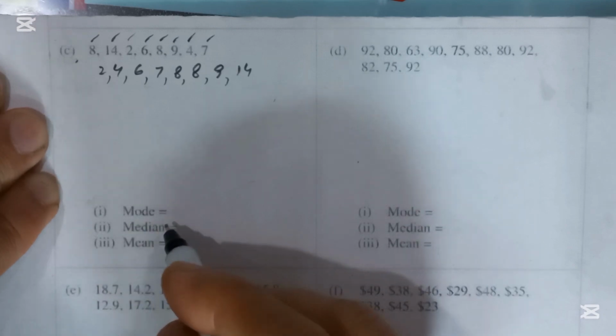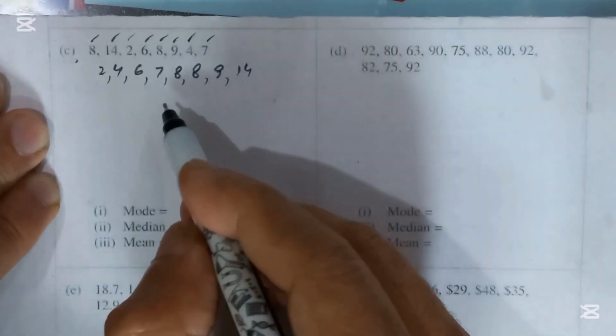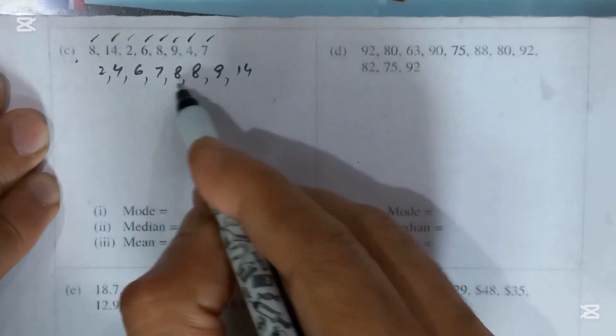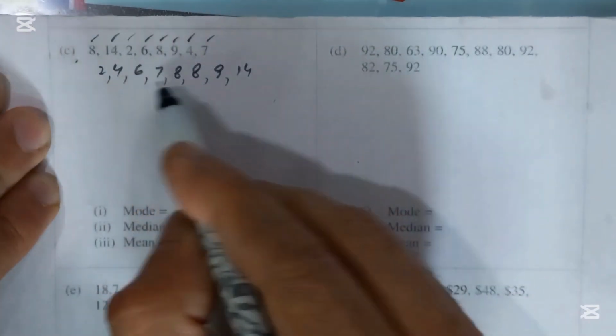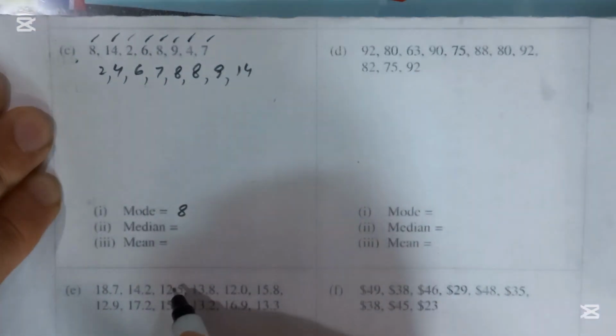First requirement is mode. Mode is the most frequent value. And if you look at the data, 8 is coming 2 times, which is more than the other values. So it is the mode.